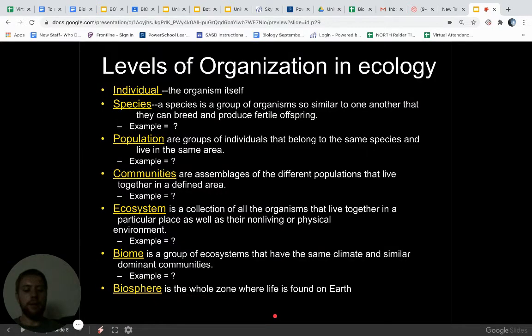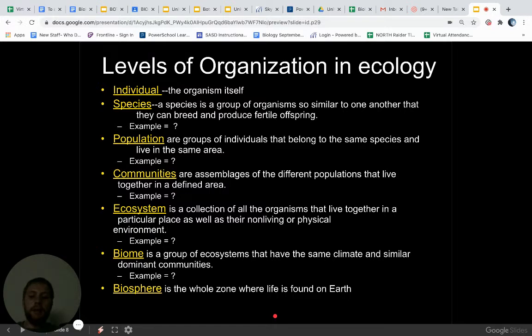So if we think about that male elk, that is the organism itself. It is an individual. Now, if we want to define a species, it is a group of organisms so similar to one another that they can breed and produce fertile offspring. It's kind of a hard thing to define a species, but we tend to go by the biological species concept, wherein we define a species by individuals that can interbreed.